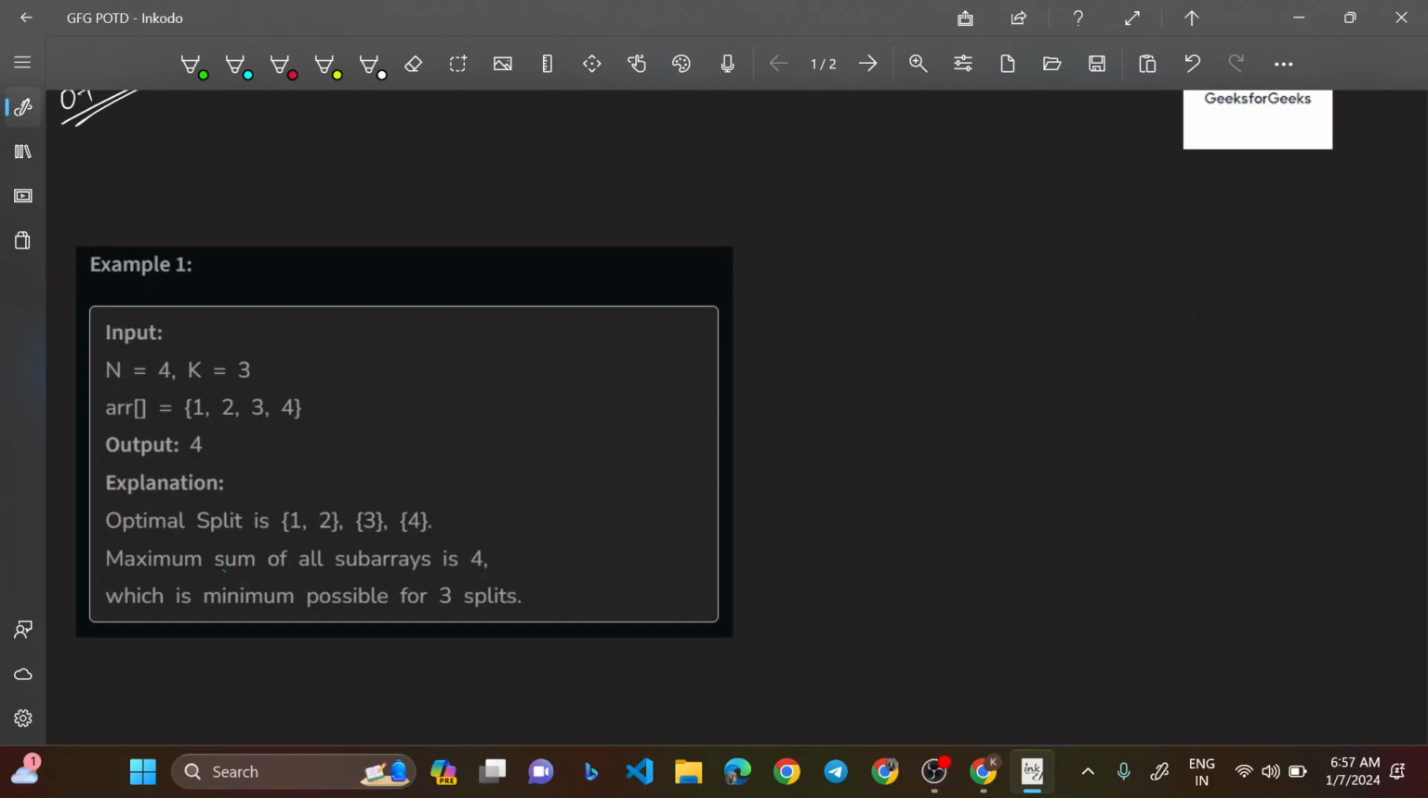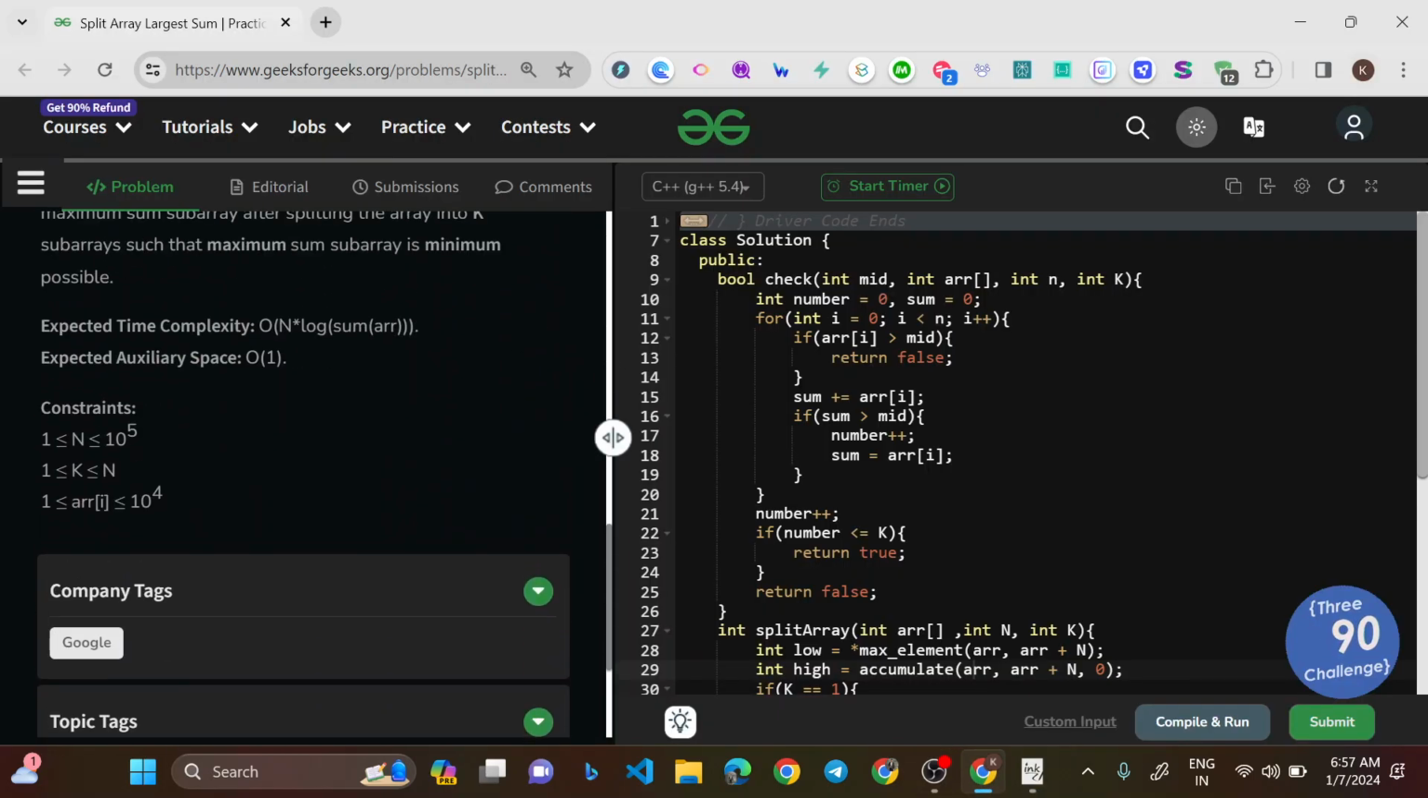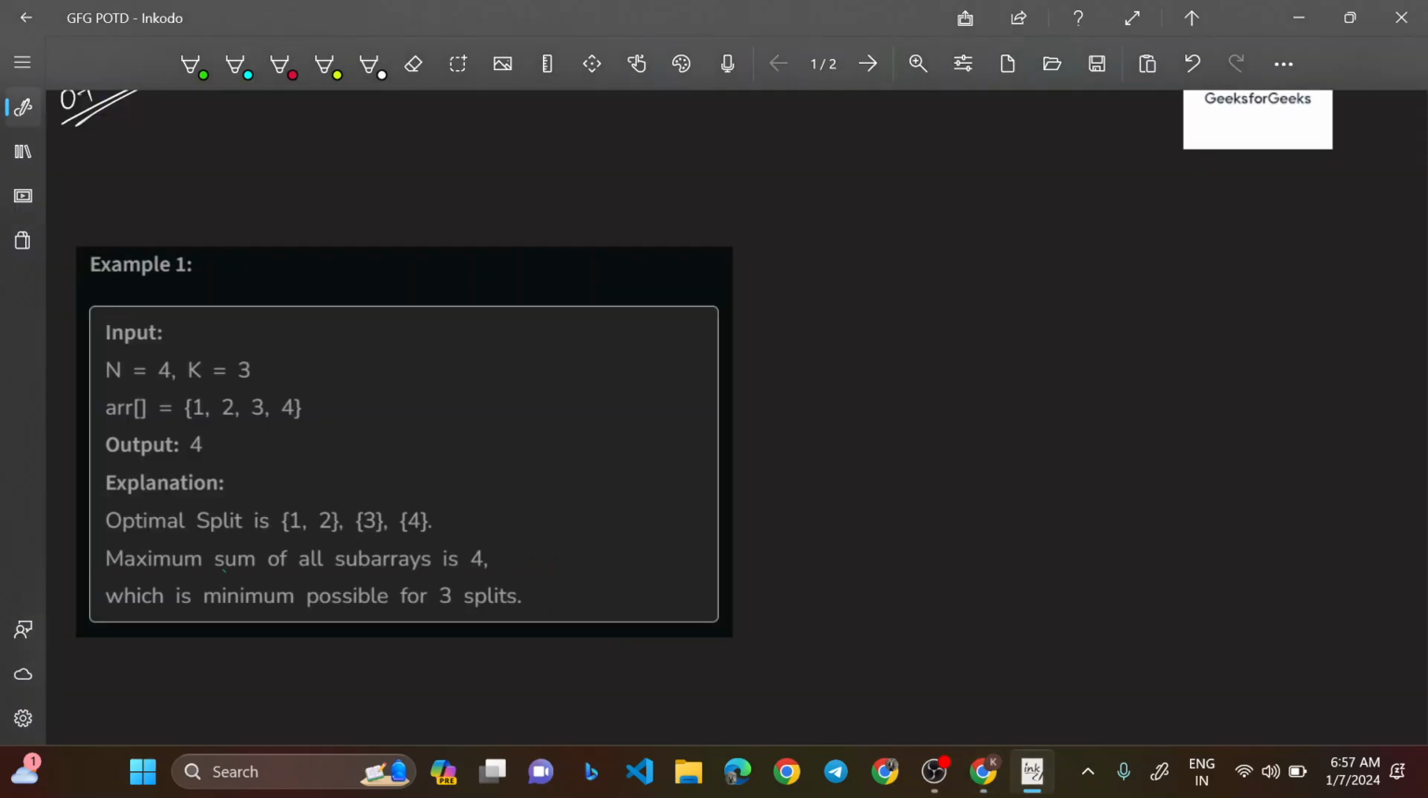But what is the optimal approach for this particular question? If you carefully observe, it has been given in the question that k ranges from 1 to n. So let us assume k equal to 1. K equal to 1 means there is only one subarray that you need to form. That means you need to take all the elements, right? So all the elements means the sum of the array, and that would be the maximum value.